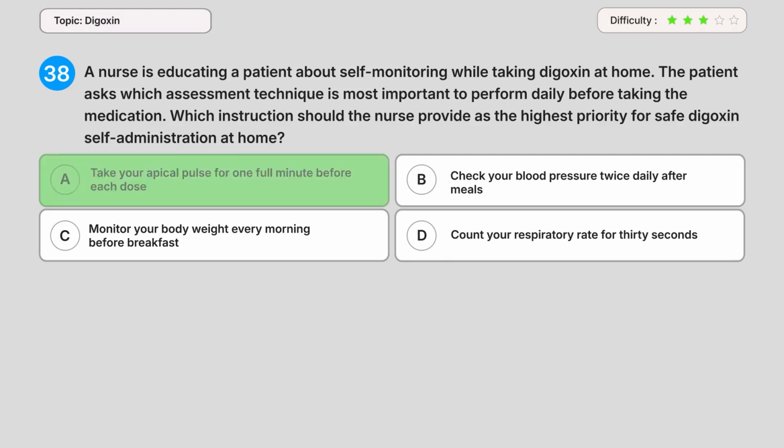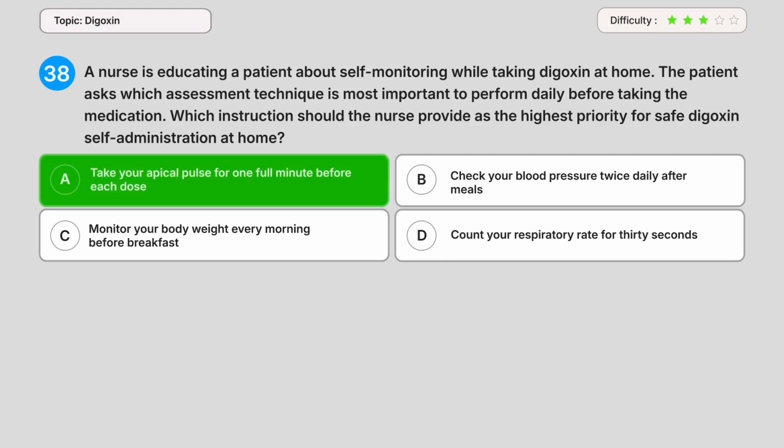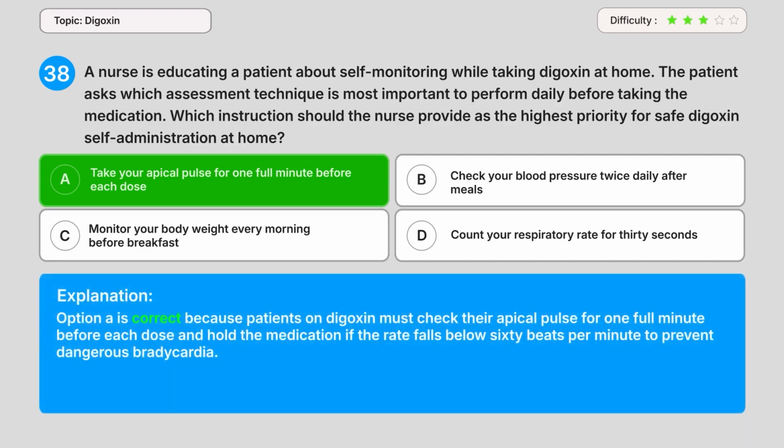Correct answer, A. Take your apical pulse for 1 full minute before each dose. Explanation. Option A is correct because patients on digoxin must check their apical pulse for 1 full minute before each dose and hold the medication if the rate falls below 60 beats per minute to prevent dangerous bradycardia.